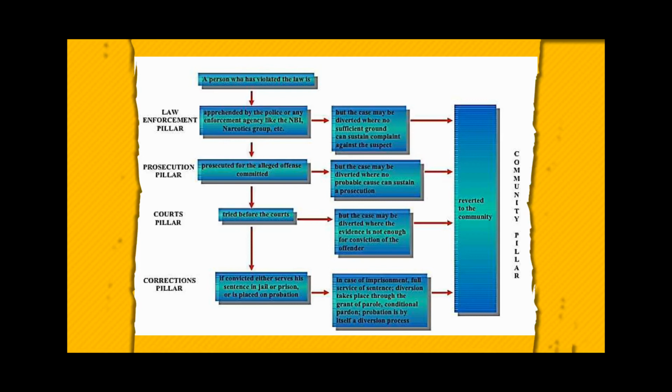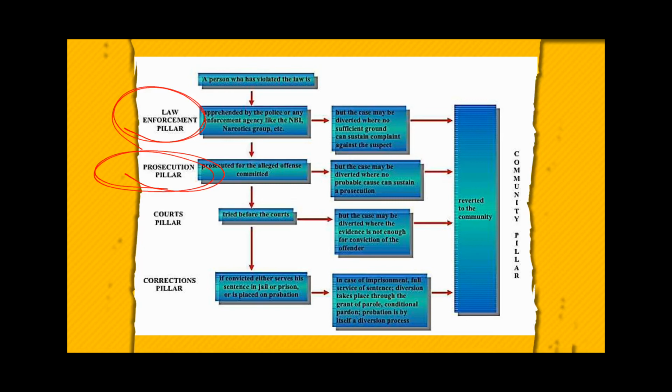In the Philippines, we have a different way of looking at the criminal justice system. Instead of having just 3 pillars, we have 4 pillars. Now, we have the law enforcement pillar, wherein, again, the person is apprehended by the police or whoever is tasked to enforce that law. And then we have the prosecution pillar, wherein a case is filed against that person, and that person is prosecuted.